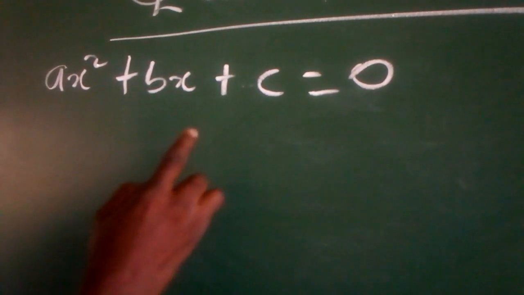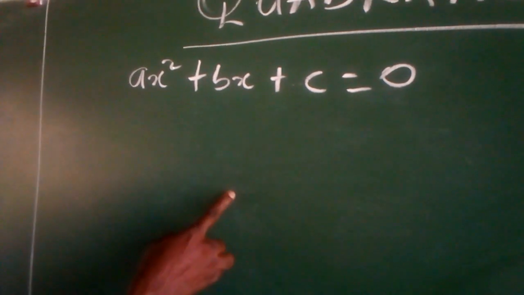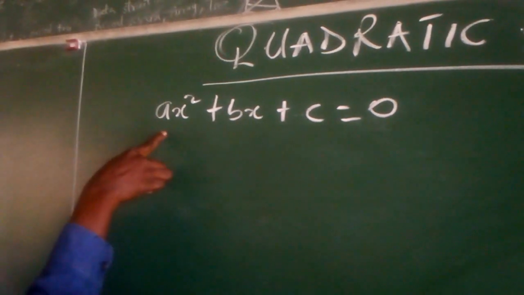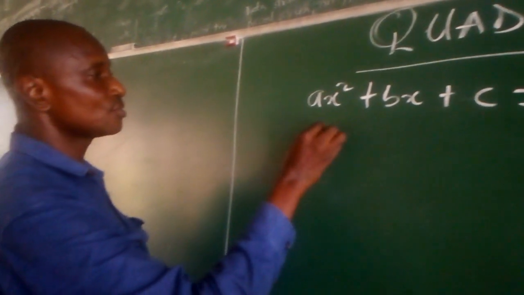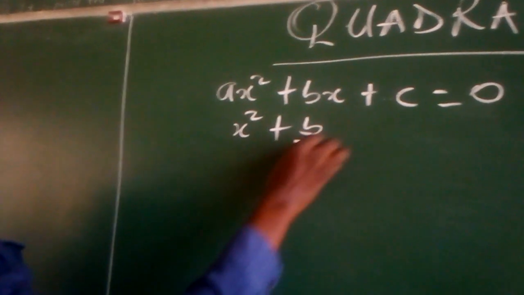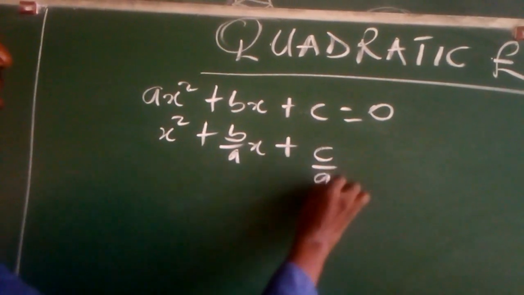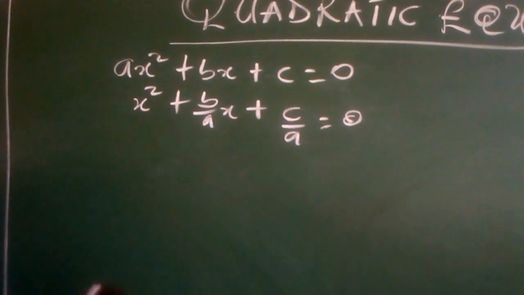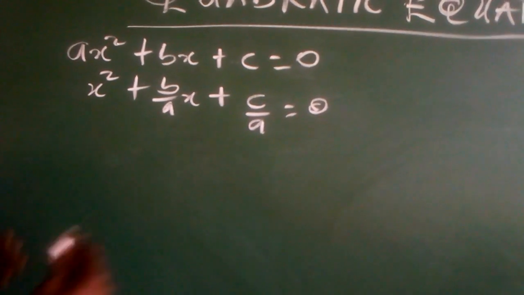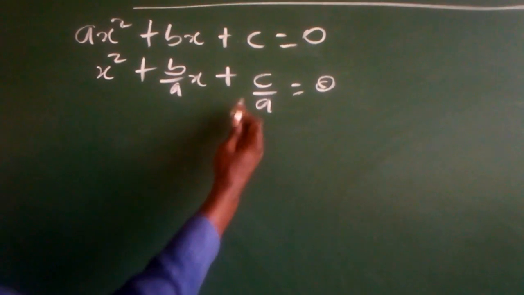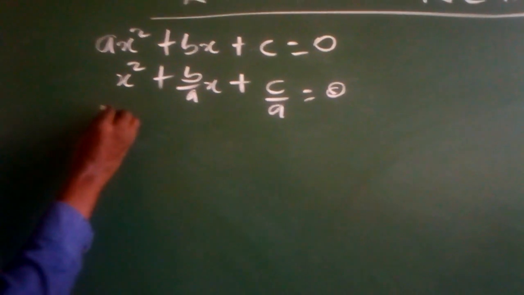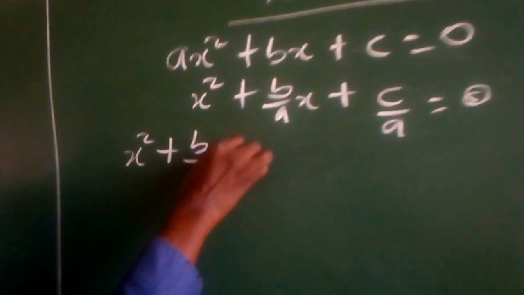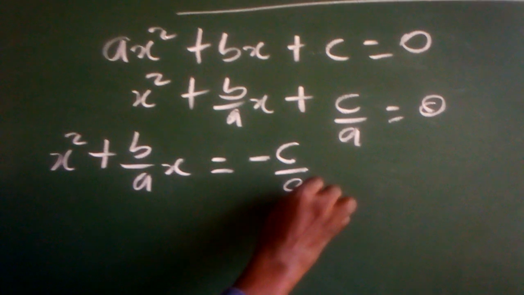If you are expected to prove the almighty formula, or the general quadratic formula, from this general quadratic expression, what we do is to divide first through by a, and that gives us x squared plus b over a x plus c over a is equal to 0. So 0 divided by a is 0. Now, we are going to use the completing the square method. The first step is to transfer c over a to the right hand side. We now have x squared plus b over a x equal to minus c over a.